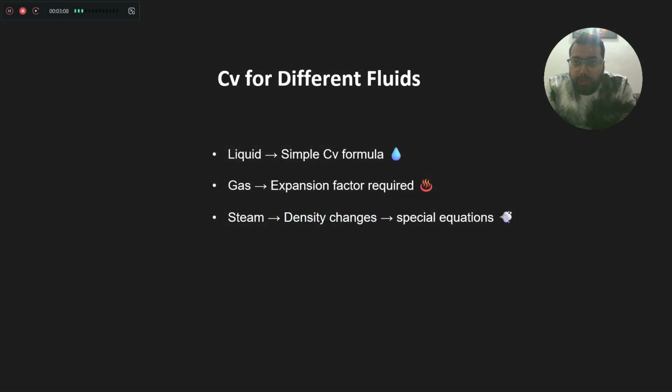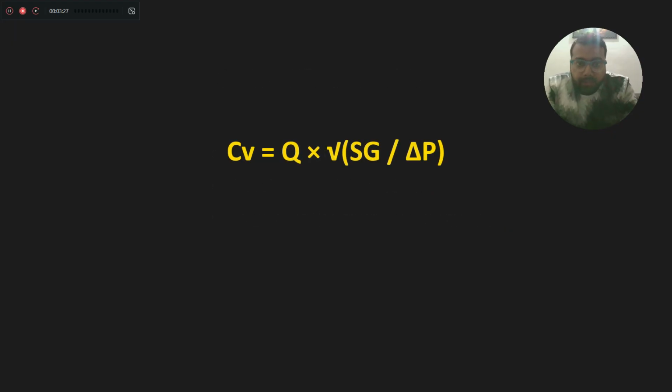CV for different fluids: there is also a misconception in the mind that the CV of any control valve will behave the same for liquid, gas and steam. It is not like that. Every medium has a different CV and every medium has a different CV calculation method. Now here is the CV. I will show the basic equation for the fluids which come under the category of water. So you can use this equation for calculating CV when the medium is water.